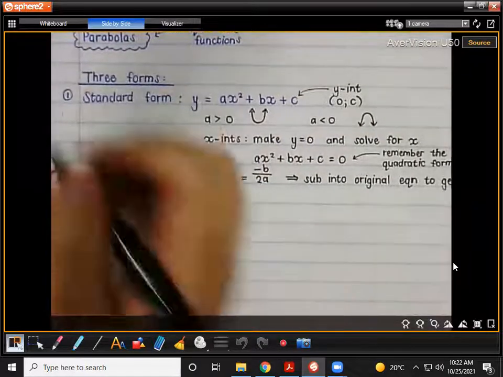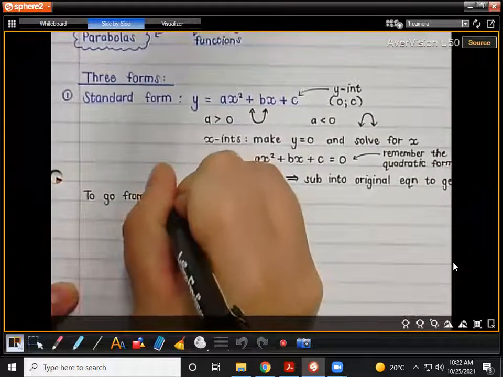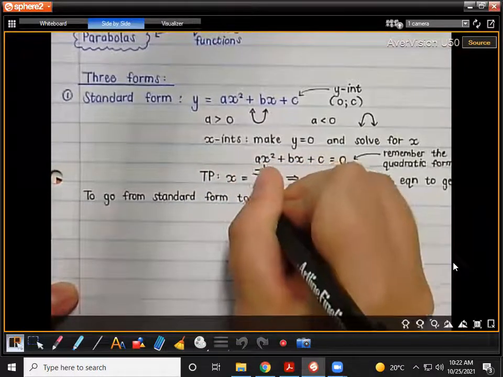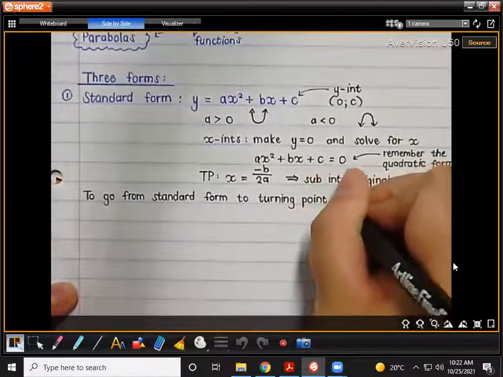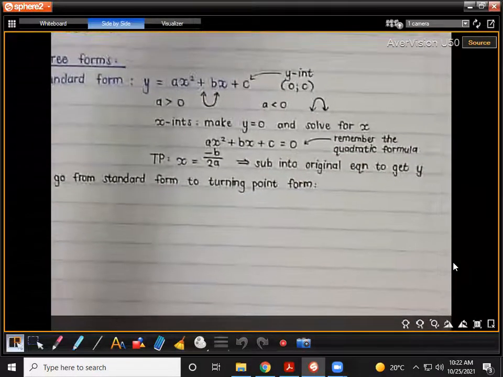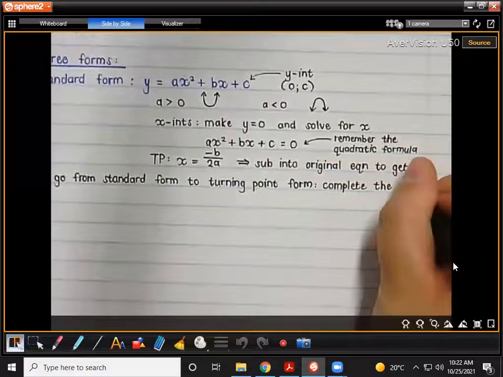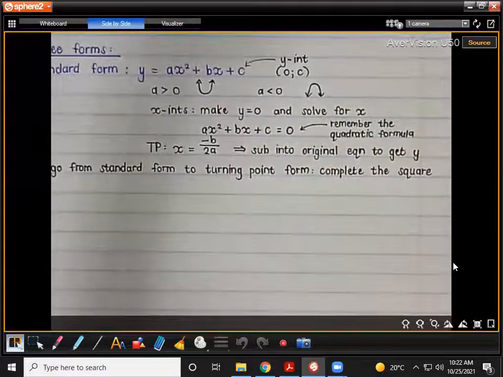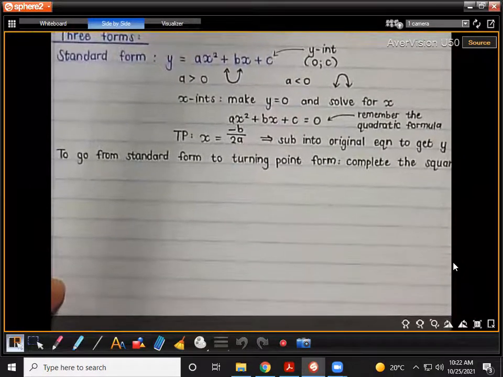Okay, so I'm going to write here just a little sub note to go from standard form to turning point form: complete the square. But guys, we're just summarizing, don't worry, we will do examples of all of these things. Okay, that's standard form summarized.